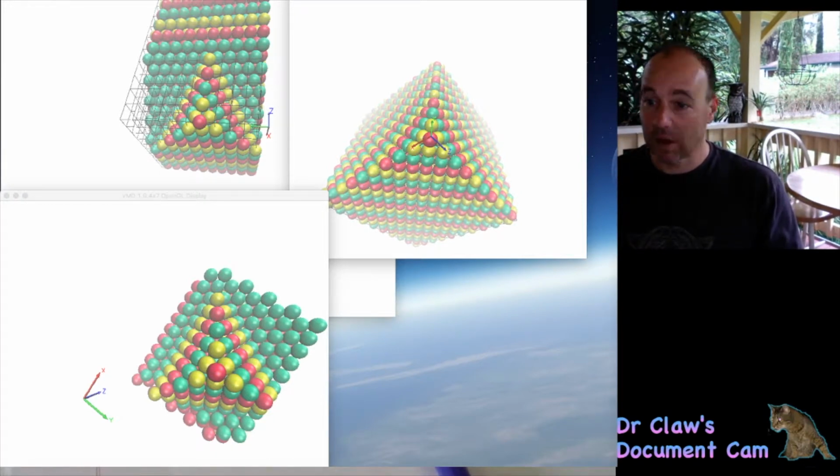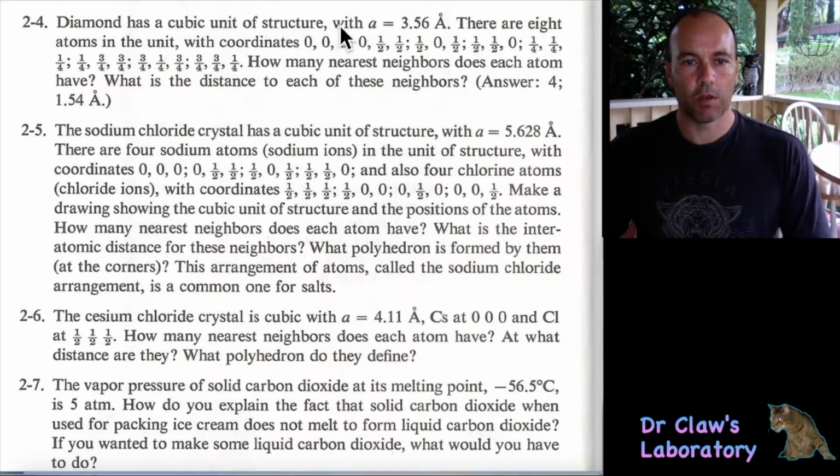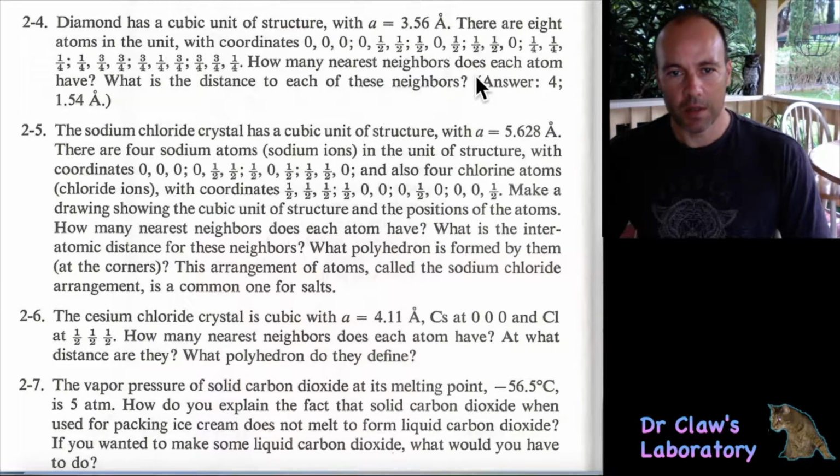Let's check out problem 4. Diamond has a cubic unit structure with edge length A equals 3.56 angstroms. All of the edge lengths are equal to this since it's cubic. There are 8 atoms in the unit with coordinates, and it gives you the coordinates of all 8 atoms. How many nearest neighbors does each atom have? What is the distance to each of these neighbors? So the textbook gives us the answer. There are 4 nearest atoms, and that's the distance.